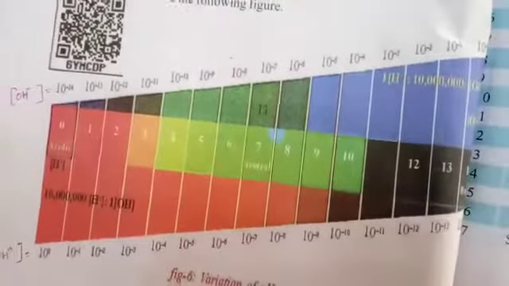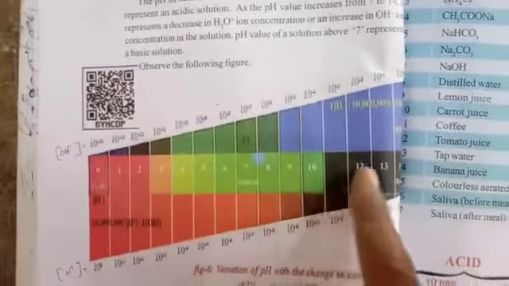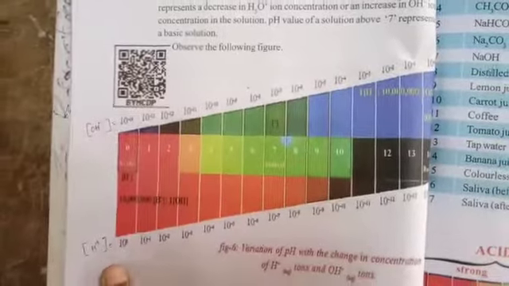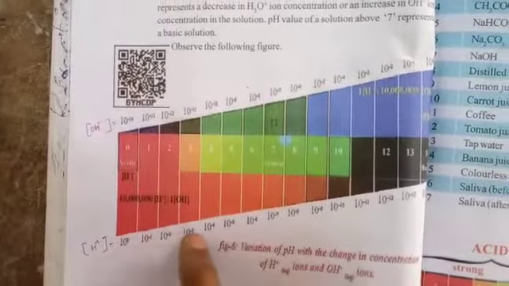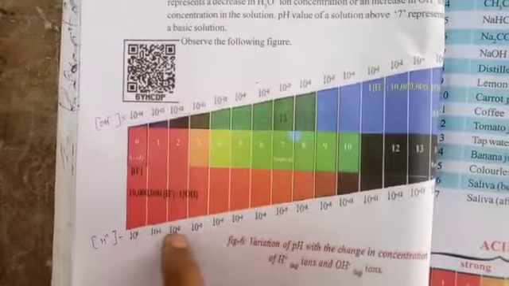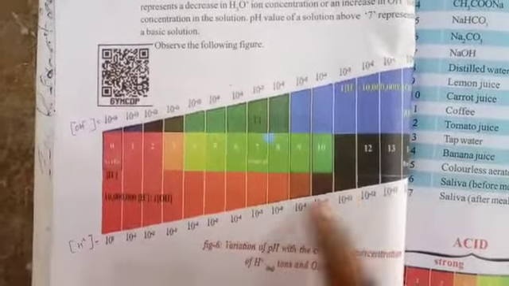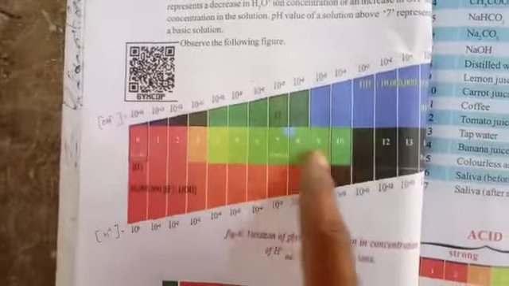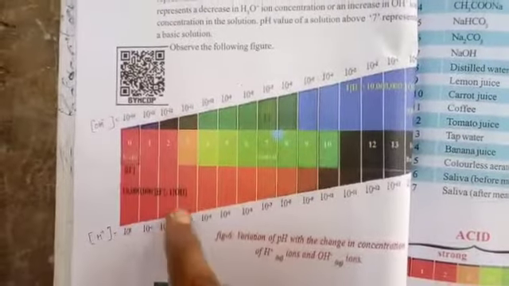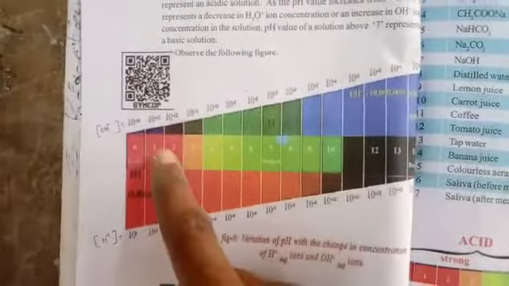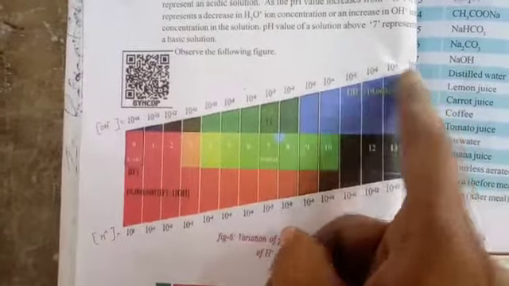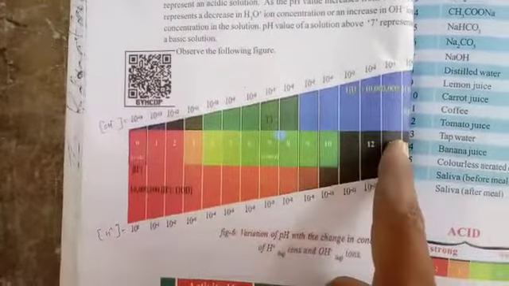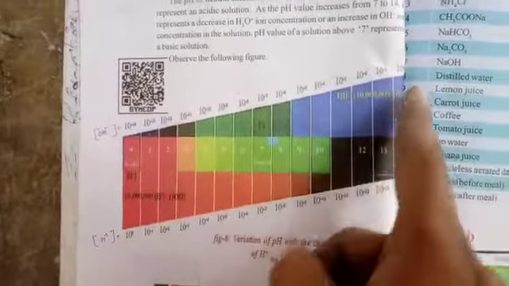Dear students, look at the figure once. These are the pH values from 0 to 14. This is the H plus ion concentration. As the H plus ion concentration is decreasing, the solution's pH value increases, and acidic nature decreases, and OH minus ion concentration increases, and basic nature increases. Acidic nature decreases and basic nature increases.